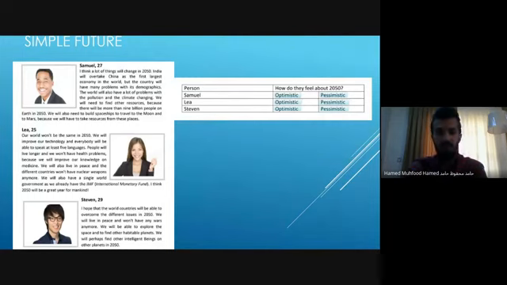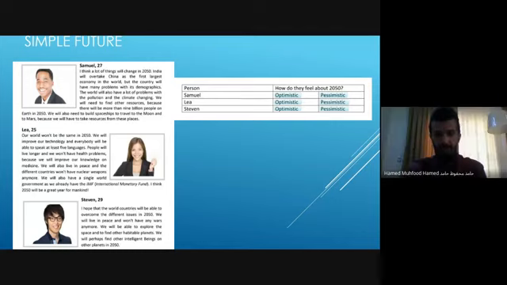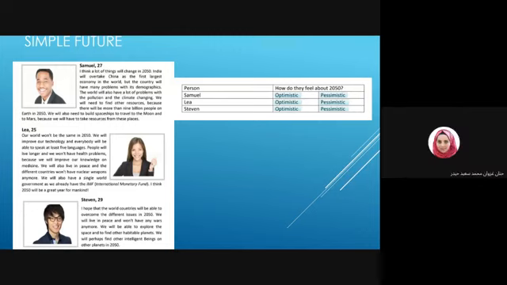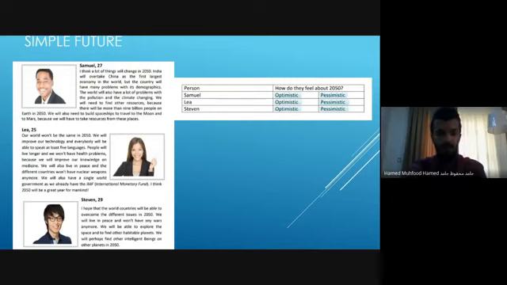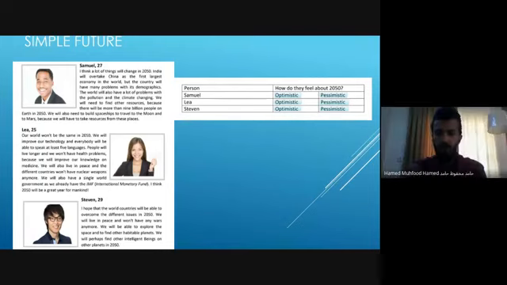Samuel, is he optimistic or pessimistic? What do you think, Hanan? Mustafa? Pessimistic. Pessimistic, yes. And what about Lee? Is she optimistic or pessimistic? Hanan? She's optimistic, yes. And what about Stephen? Mustafa? Optimistic. Yes, that's right. وقلنا إنه optimistic معناها متفائل و pessimistic متشائم.